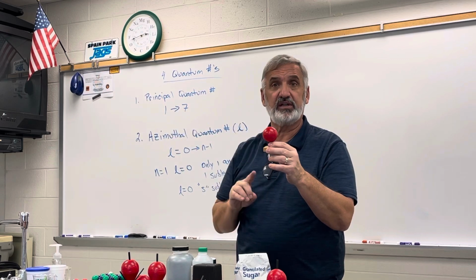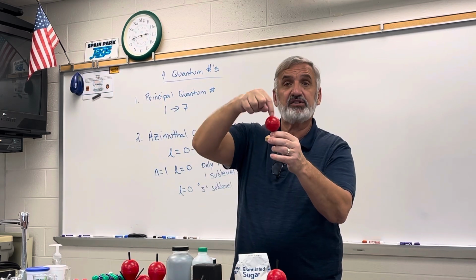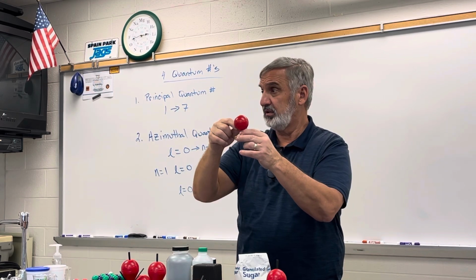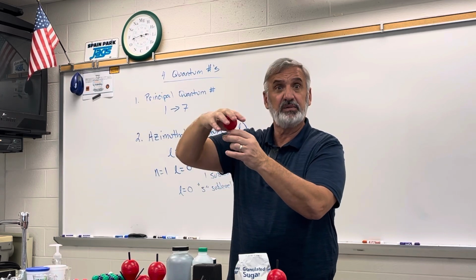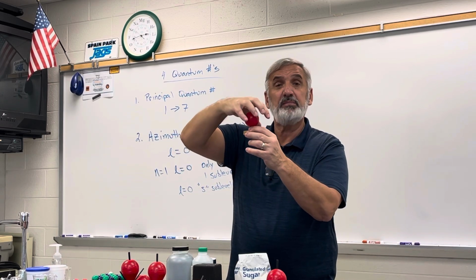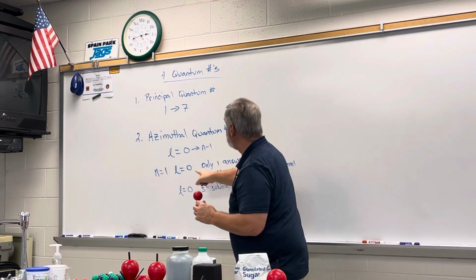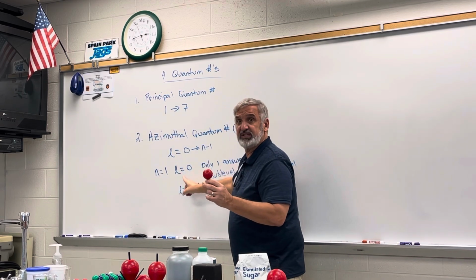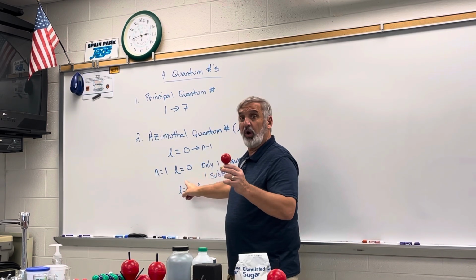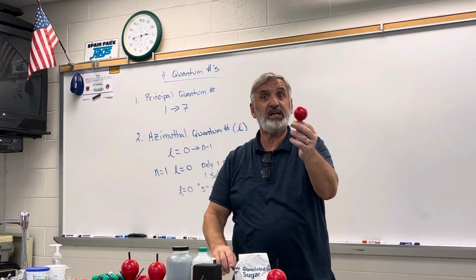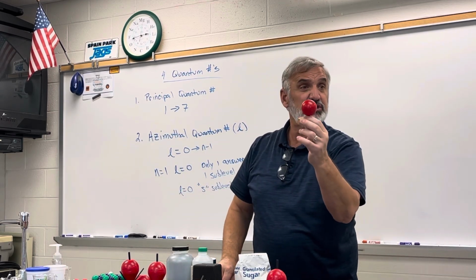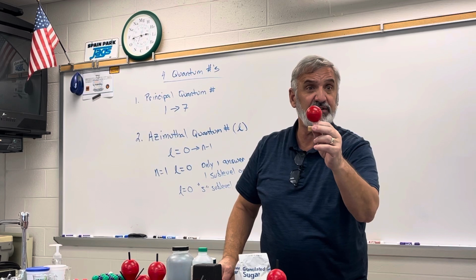Helium has 2 electrons. So the second electron can go in here as well. So now it's got 2 electrons, helium. But that's all that can be. There's only one possible answer when n equals 1, only one sublevel. There's only one orbital, there's only one orientation in space that this can be. So there's only one room on that first energy level.